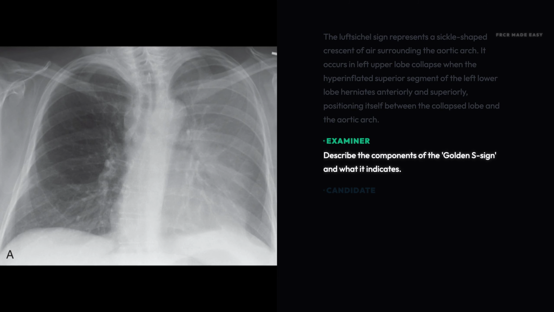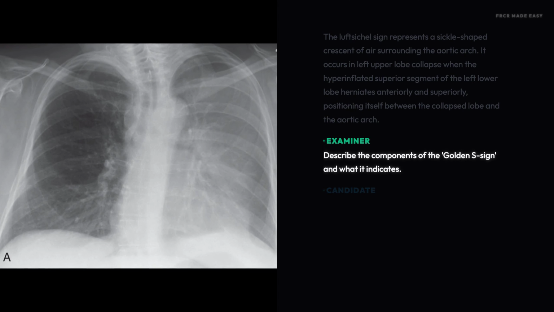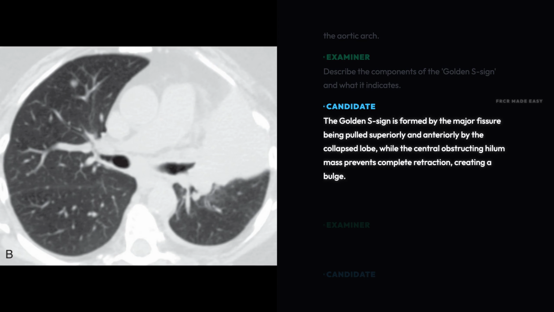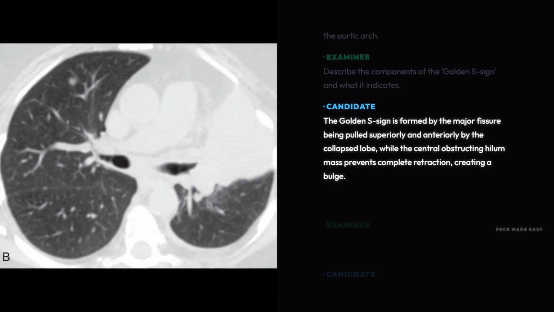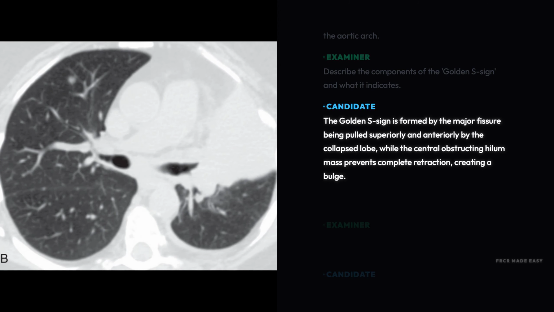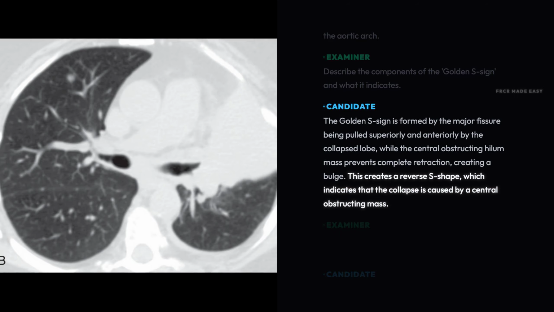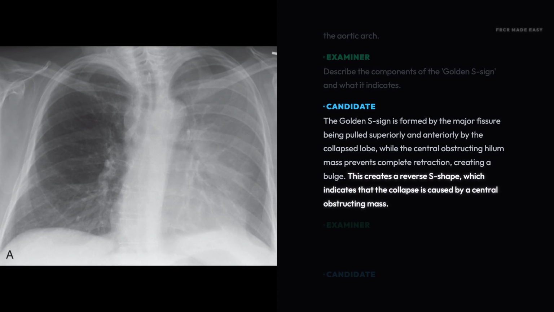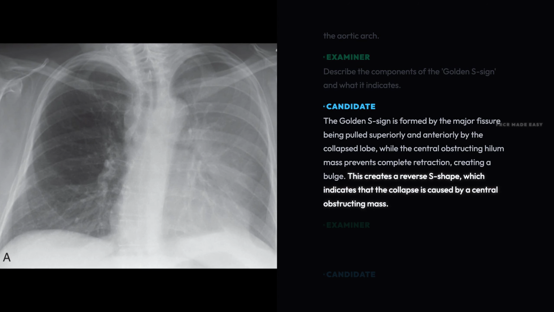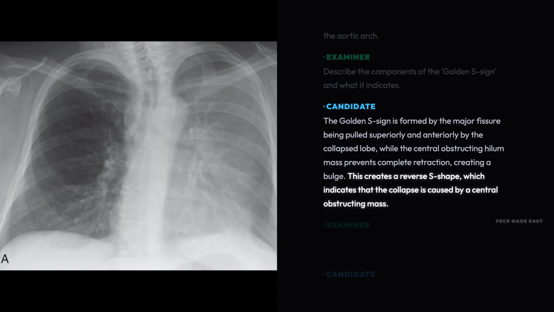Describe the components of the golden S sign and what it indicates. The golden S sign is formed by the major fissure being pulled superiorly and anteriorly by the collapsed lobe, while the central obstructing hilum mass prevents complete retraction, creating a bulge. This creates a reverse S shape, which indicates that the collapse is caused by a central obstructing mass.